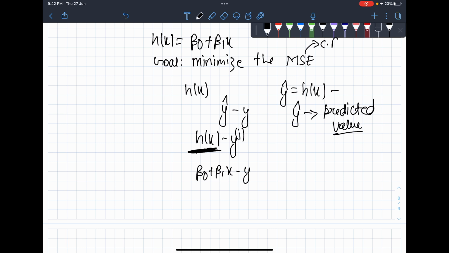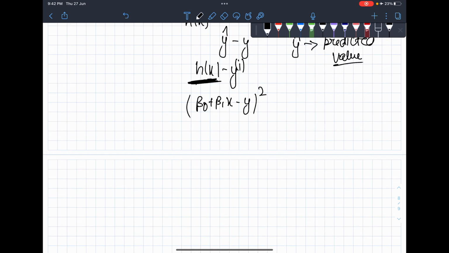Now for what value? Suppose we square it and for some values we got 2, 1.5, 1, and 3. Which is the lowest value? 1. If we got 1, then there would be some parameters beta 0 and beta 1 for which we got the lower value. Then what are the values of beta 0 and beta 1? We should ask this. It would be something.